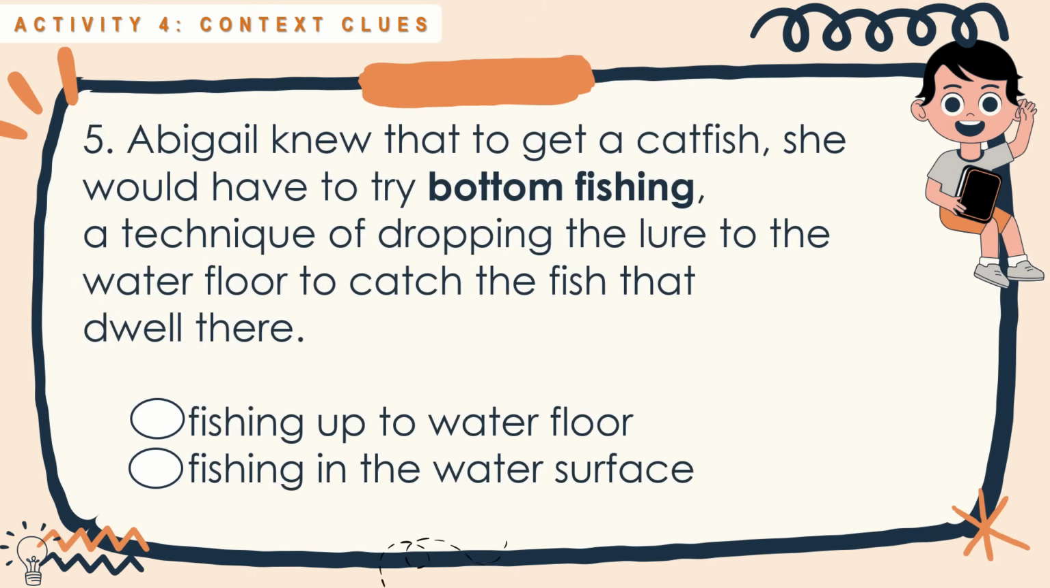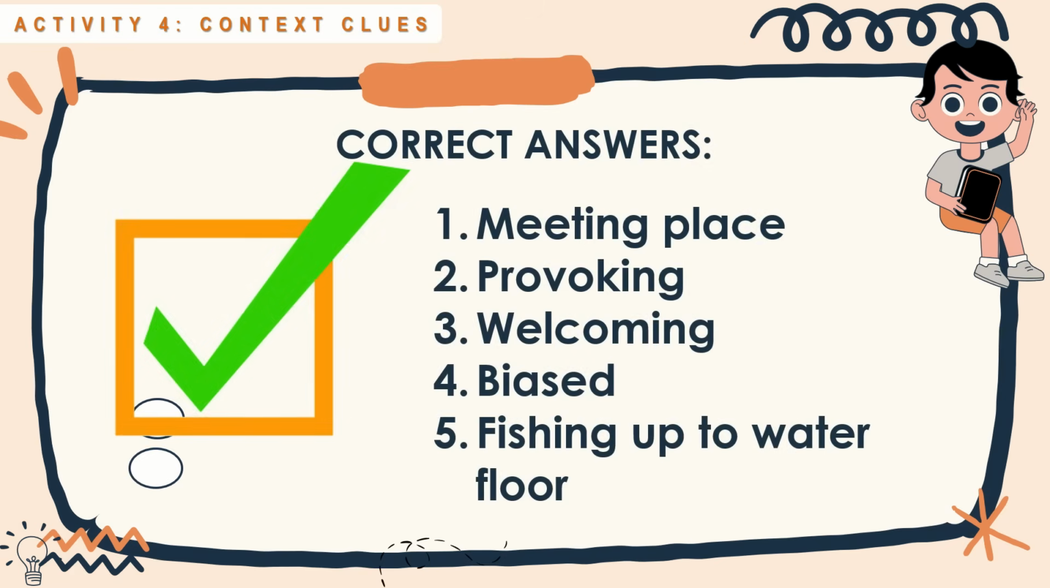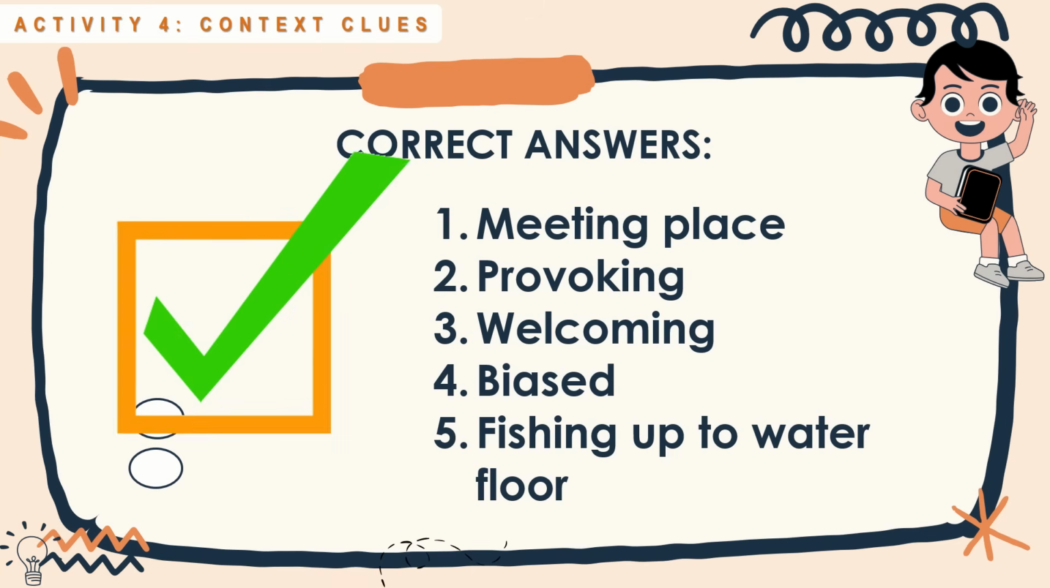Number 5, Abigail knew that to get a catfish, she would have to try bottom fishing, a technique of dropping the lure to the water floor to catch the fish that dwell there. Choices: fishing up to water floor, fishing in the water surface. Here are the correct answers. Number 1, meeting place. 2, provoking. 3, welcoming. 4, biased. And number 5, fishing up to water floor.